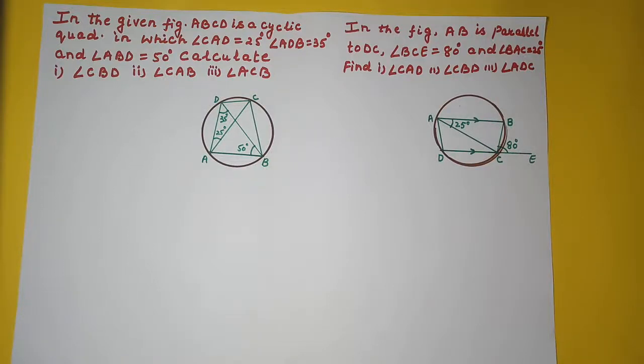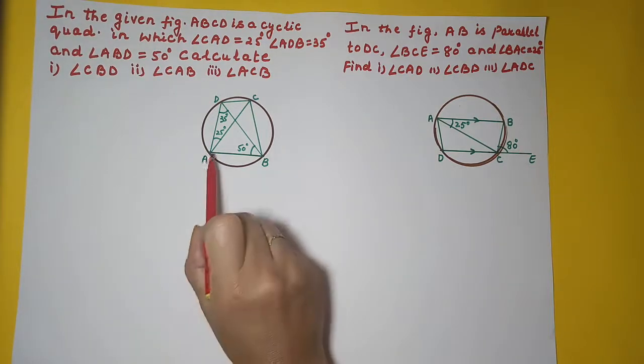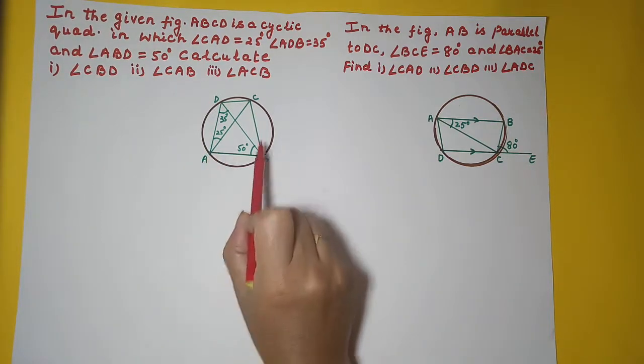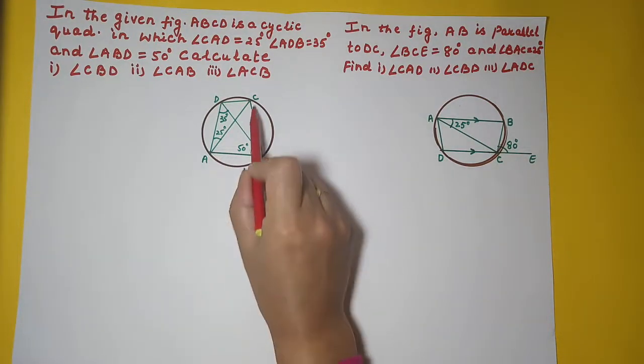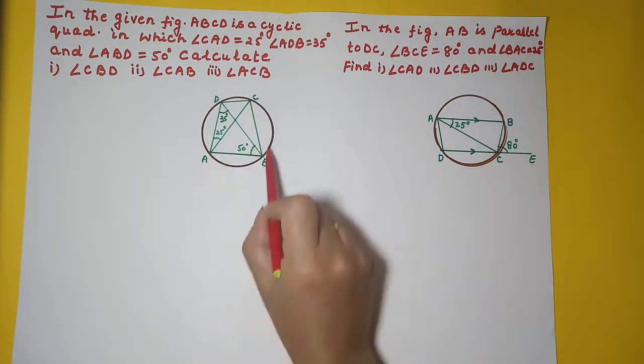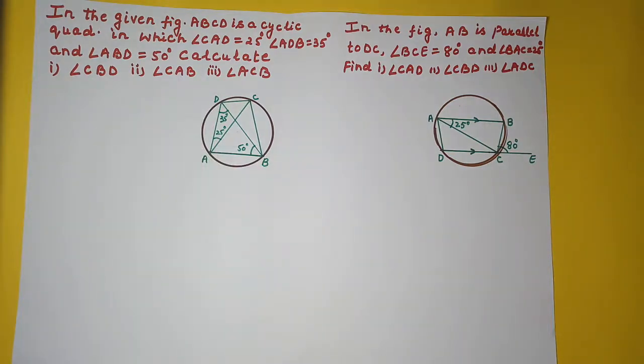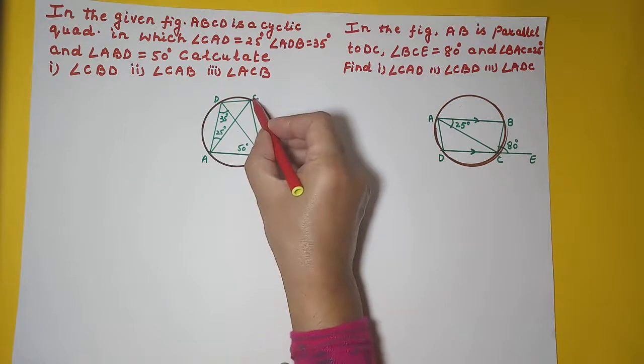Some more questions on the circles. The question that's given to us is, in the given figure, ABCD is a cyclic quadrilateral. So as we can see, ABCD is a cyclic quadrilateral. All its endpoints are lying on the circumference of the circle, in which angle CAD is 25.